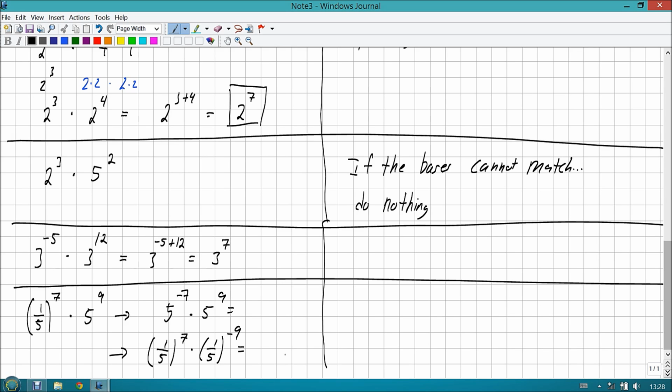On the top one, I get 9 minus 7, which is 2, so I get 5 to the 2nd. On the bottom, I would have 7 minus 9, which is negative 2. And how do you get rid of negative exponents? Yep, you flip it. Either way, we get to the same location. Either way, we'd end up with 25 at the end.